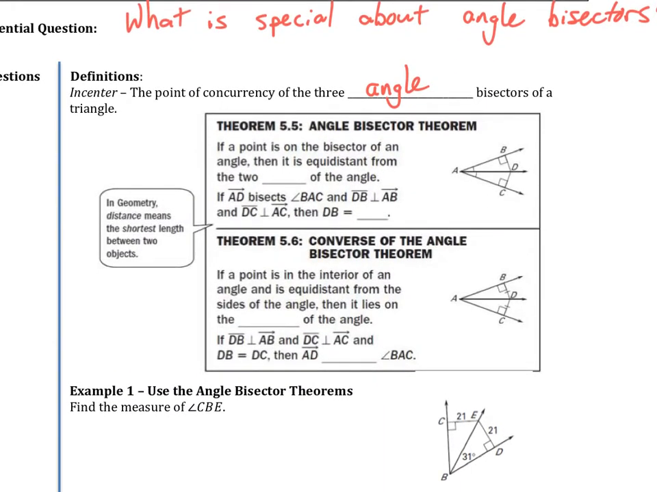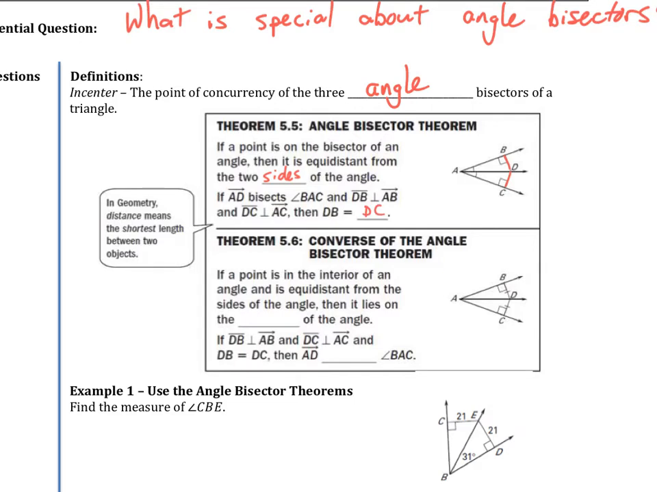Theorem 5.5 says, if a point is on the bisector of an angle, then it is equidistant from the two sides of the angle. So in the picture, if ray AD bisects angle BAC and DB is perpendicular to AB, and if DC is perpendicular, then DB is equal to DC.